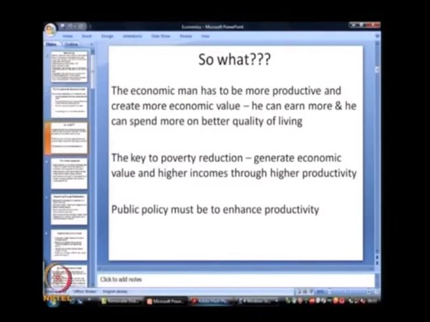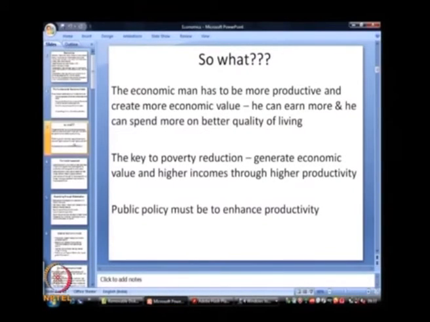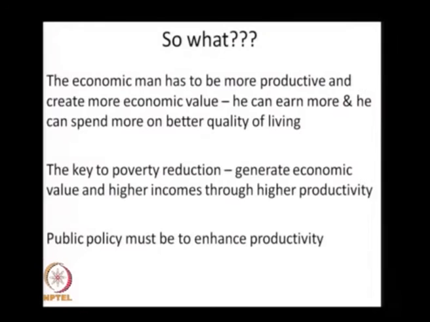So, what does this mean for us to understand? It means that an economic man has to be more productive, and in the process has to create more economic value, so that he can earn more and he can spend more in terms of better infrastructure, better education, better health care, better food, and overall improve his quality of life.